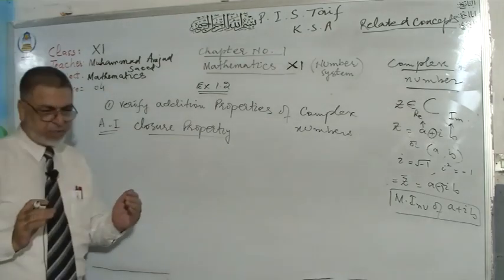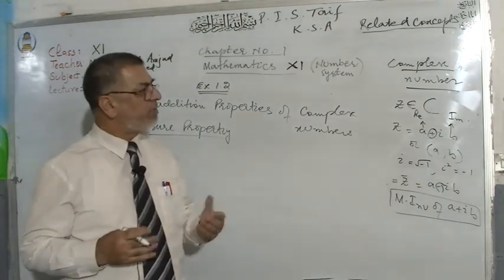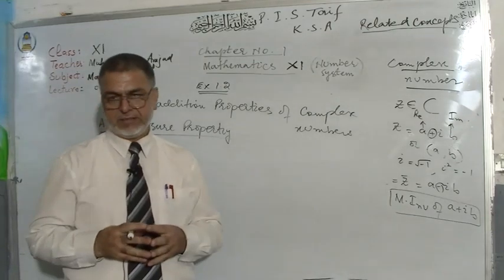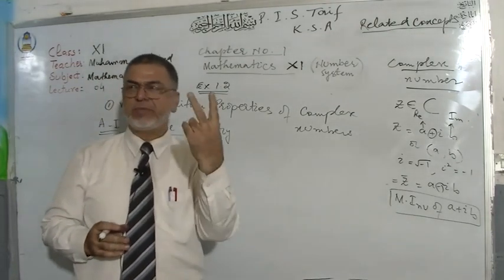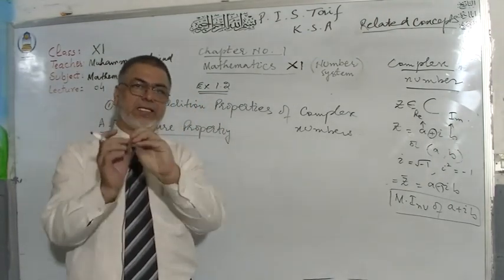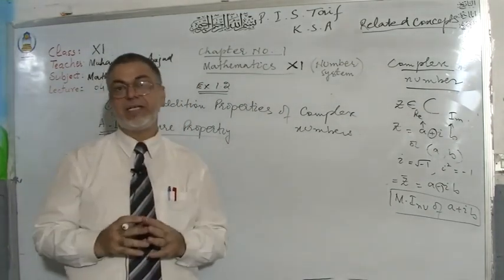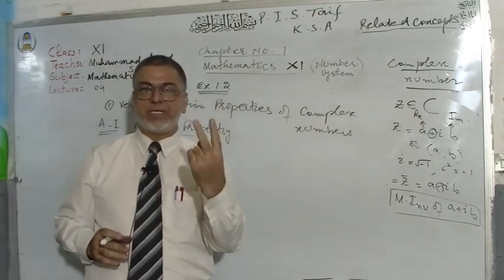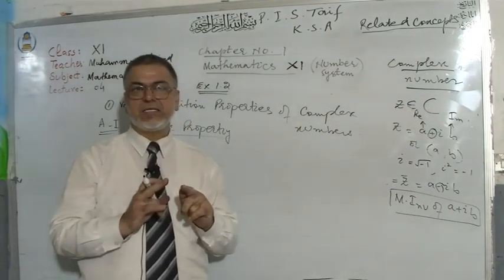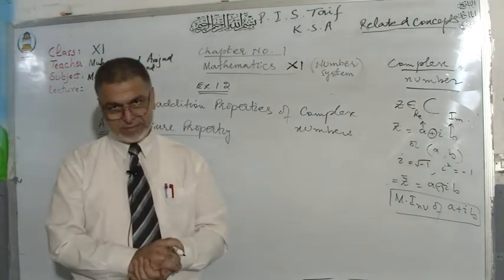In case of closure property, first of all you must bring in your mind the definition of closure property. What is the closure property? In any set, you take 2 members, add them, and if your answer is in the same set, closure property is satisfied. I am repeating again. You will take 2 members of the set, add them, and you will find the answer in the same set, then closure property is satisfied.